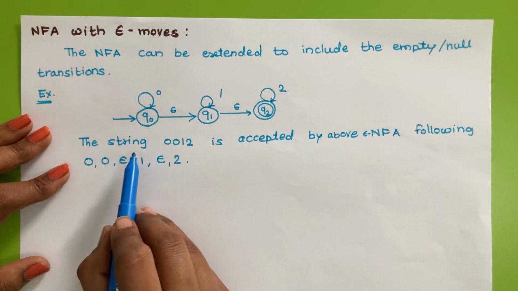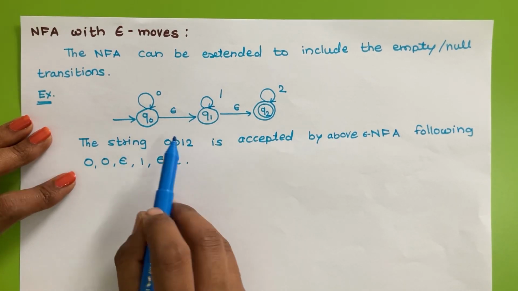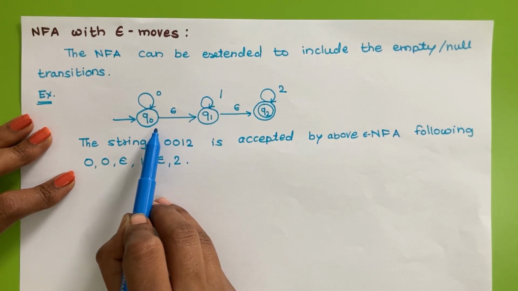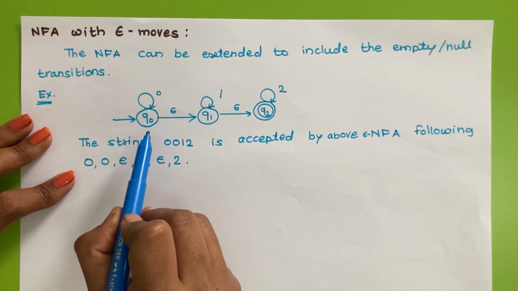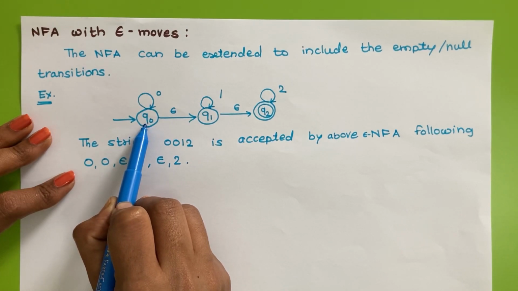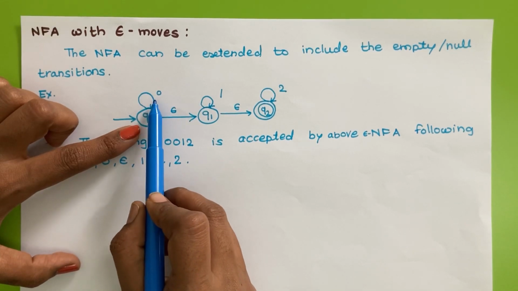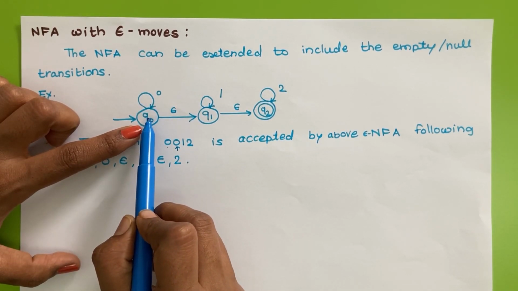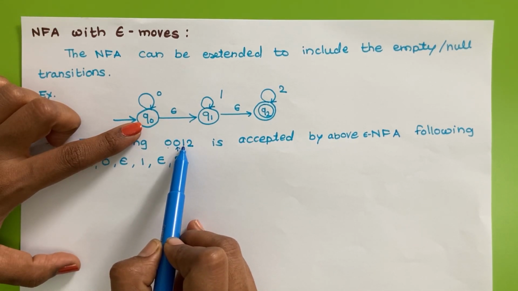We'll take one example for the string 0, 0, 1, 2. If we supply the string 0, 0, 1, 2 to this empty NFA, then how will it be processed? This will be given as input to state Q0. At Q0, it will read 0. Again, it will move right by one cell. Now the next input symbol is 0, so it will again read 0. After that, the next input symbol is 1.